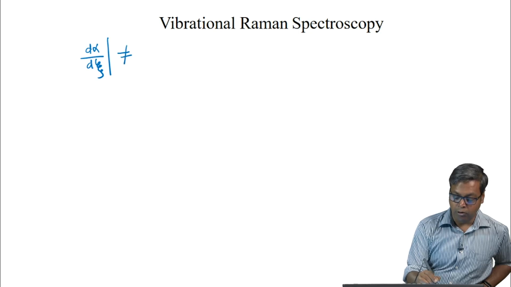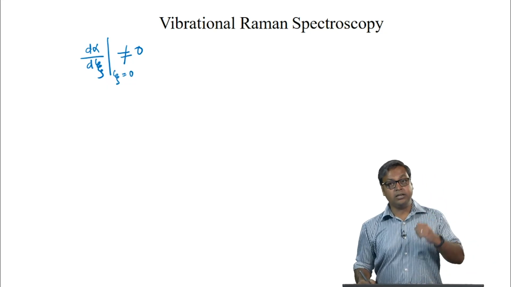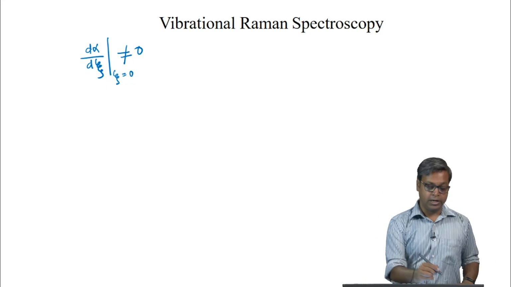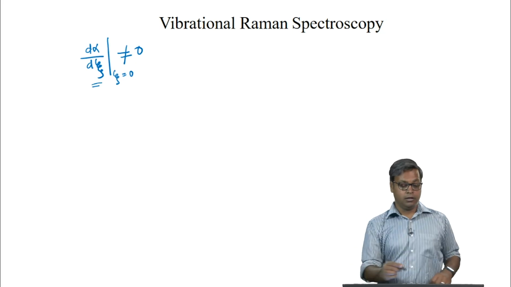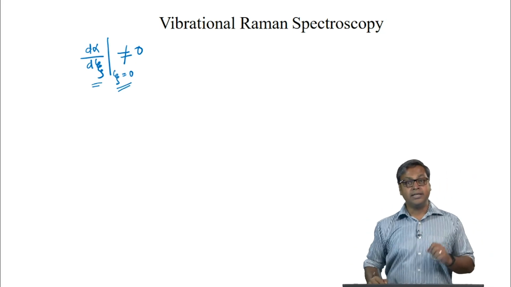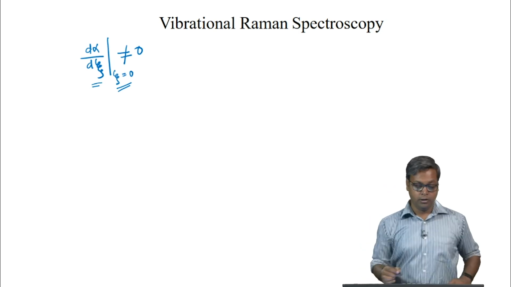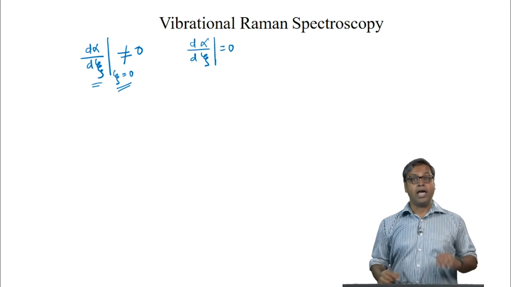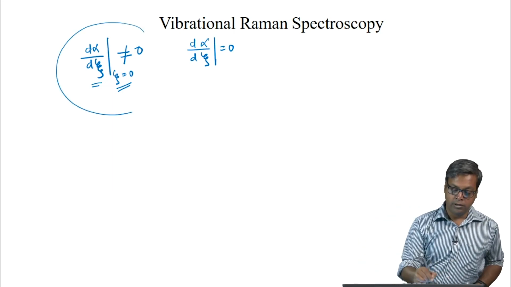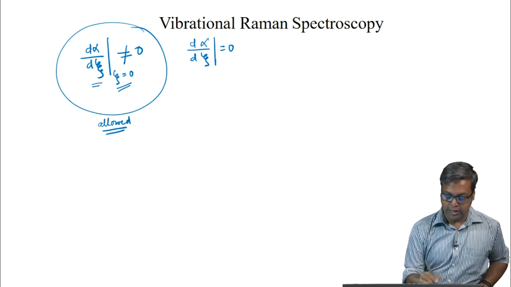So, for a mode to be Raman active, in general we need to have d alpha d xi non-zero at xi equals 0. In general, however, the slope, that is d alpha d xi, would have different values at the equilibrium position. Since we have seen that Raman spectrum is forbidden when d alpha d xi equals 0 and allowed for d alpha d xi not equal to 0, this is my allowed case and this is my forbidden case.